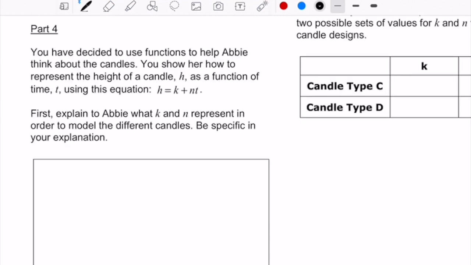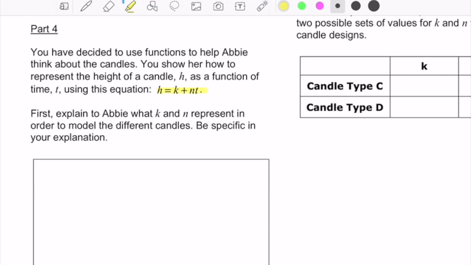Part 4 on this question, it says you've decided to use functions to help Abby think about the candles, and so we're going to show her how to represent the height of the candle h as a function of time t using the equation h equals k plus nt. So here is where we have to start thinking about this like equations in order to get the points for the question. In part 4, it wants us to explain to Abby what k and n represent in order to model the different candles. Be specific in your explanation.